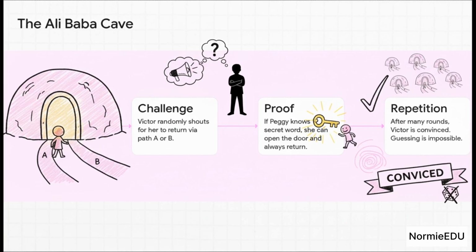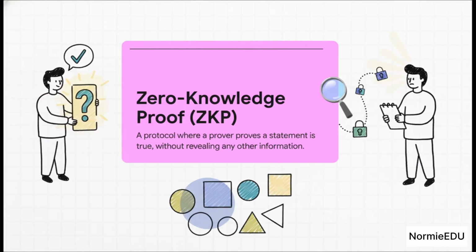Of course, doing it once could just be luck, a 50-50 shot. But what if they do this 20 times? The odds of her just guessing right every single time are less than 1 in a million. At that point, Victor is totally convinced. Peggy proved she knows the secret, but she never, ever said the password out loud. And there you have it.